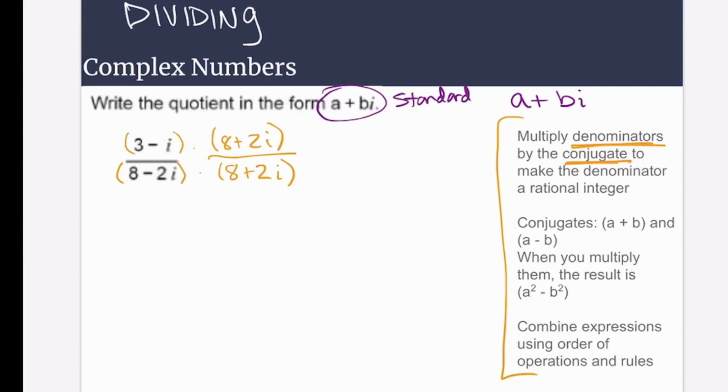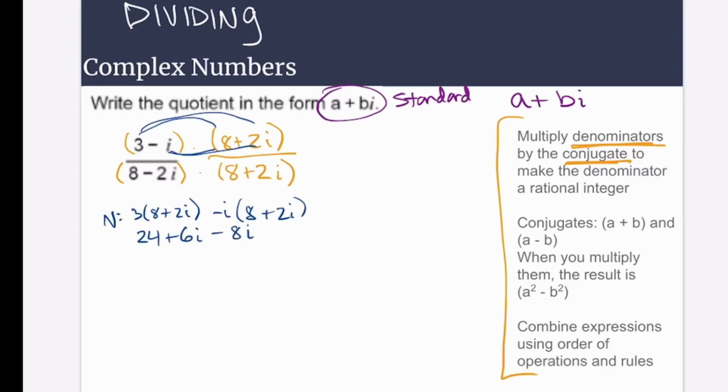Since our original problem, 3 minus i over 8 minus 2i, has two binomials, we want to use parentheses so that we can distribute those expressions. So our numerator: 3 times 8, 3 times 2i, and then negative i times 8 and negative i times 2i. That gives us 24 plus 6i minus 8i minus 2i squared.